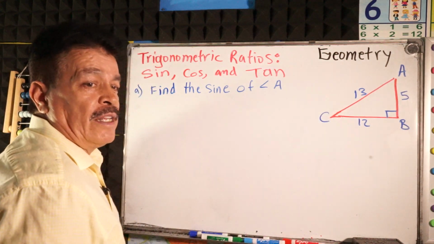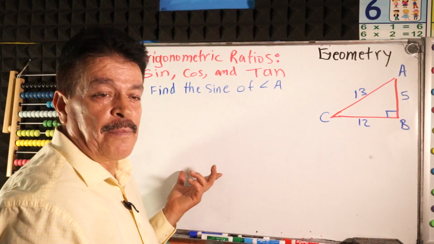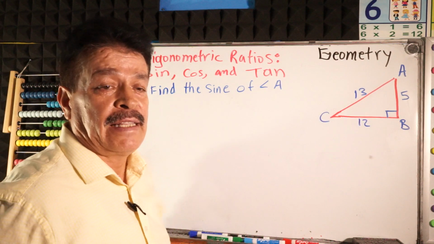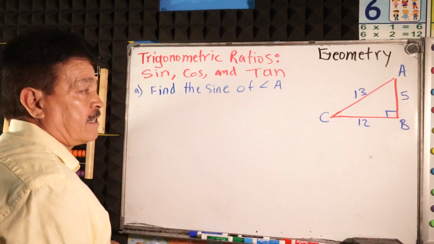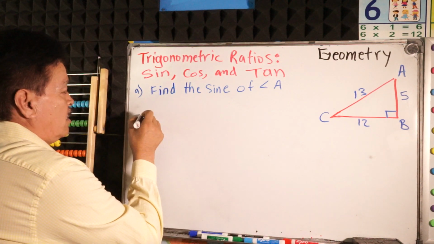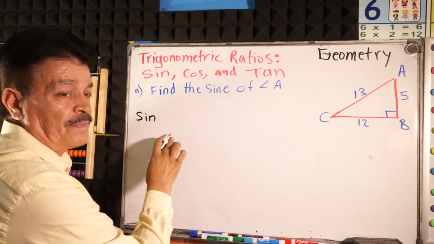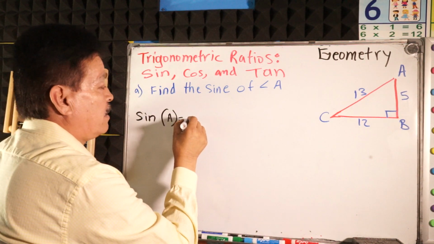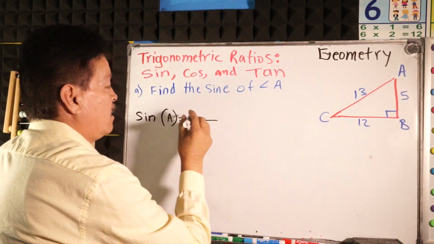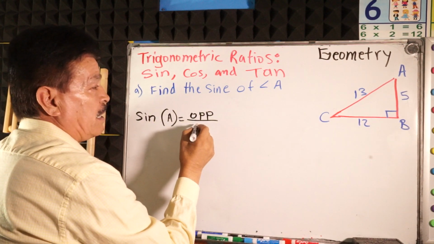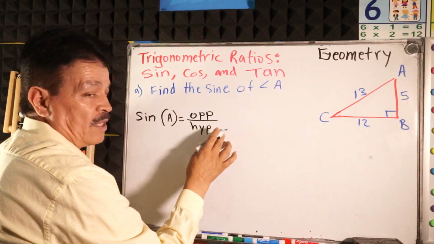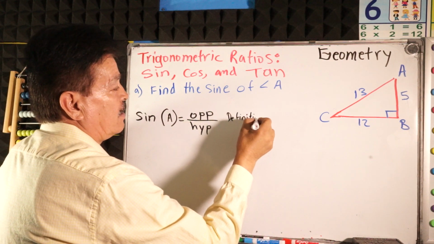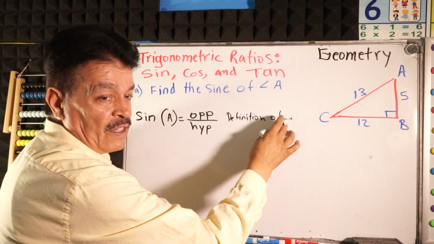First of all, we have to take the formula for the sine of angle A and plug in the relevant side lengths. The first step: sine of angle A is equal to, like I told you, the opposite side divided by the hypotenuse. This is the definition of the sine.